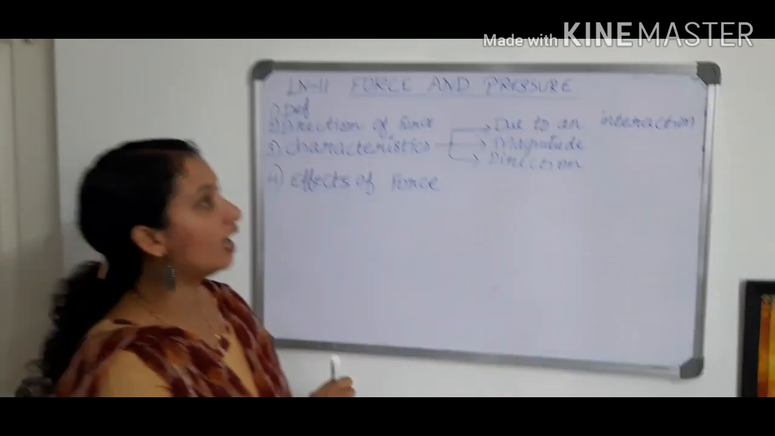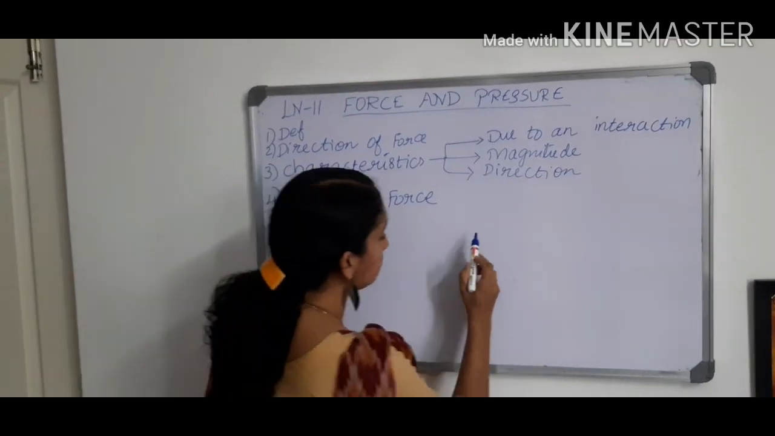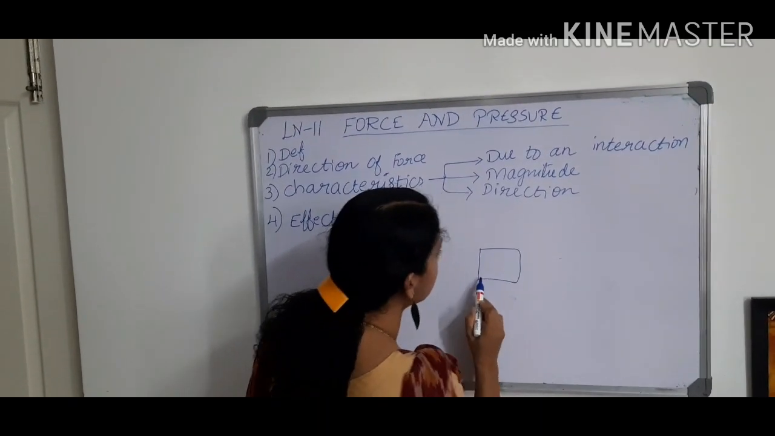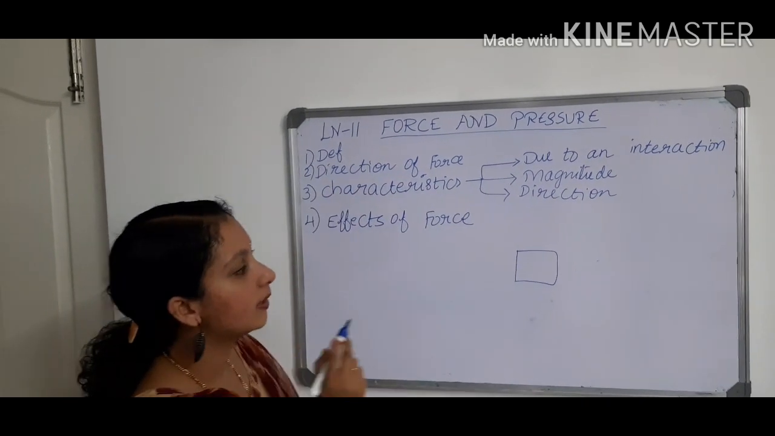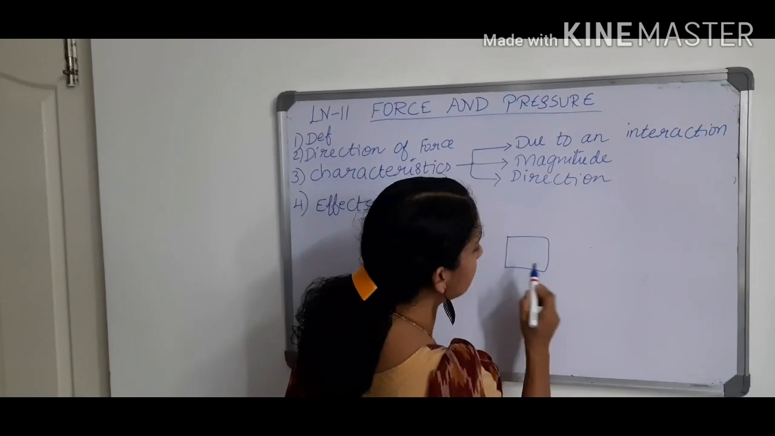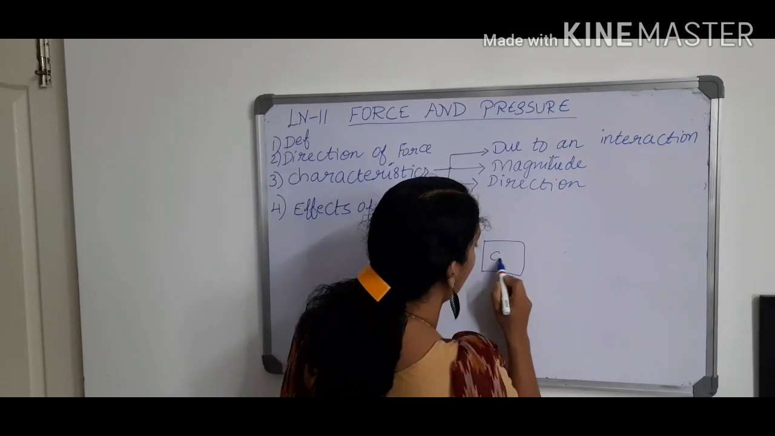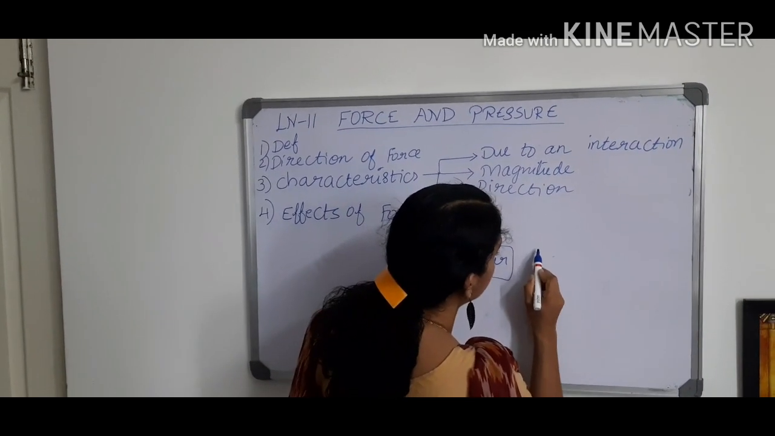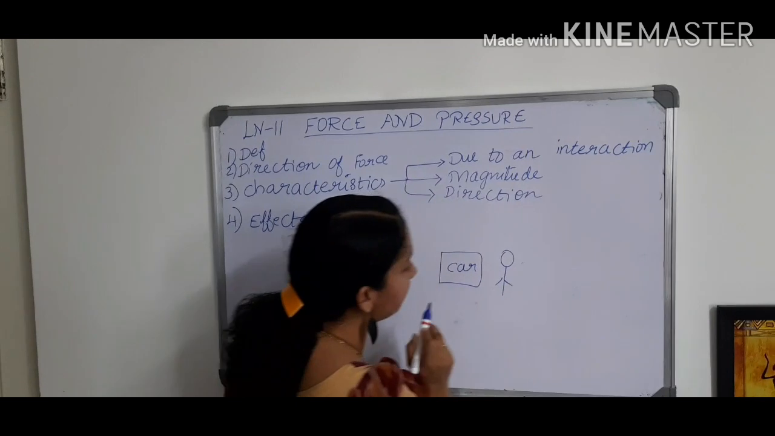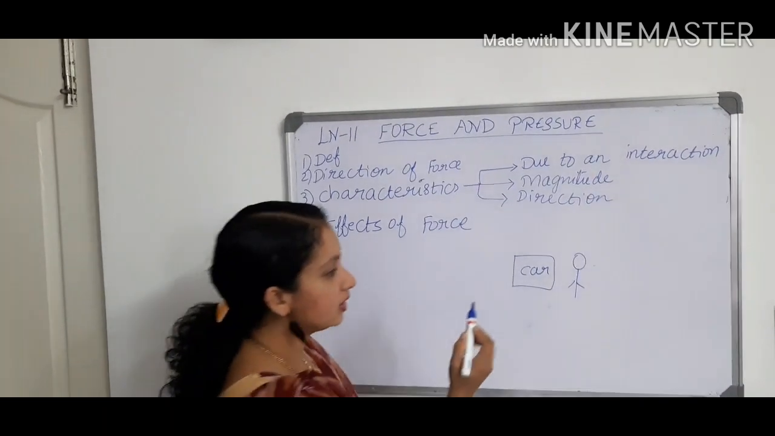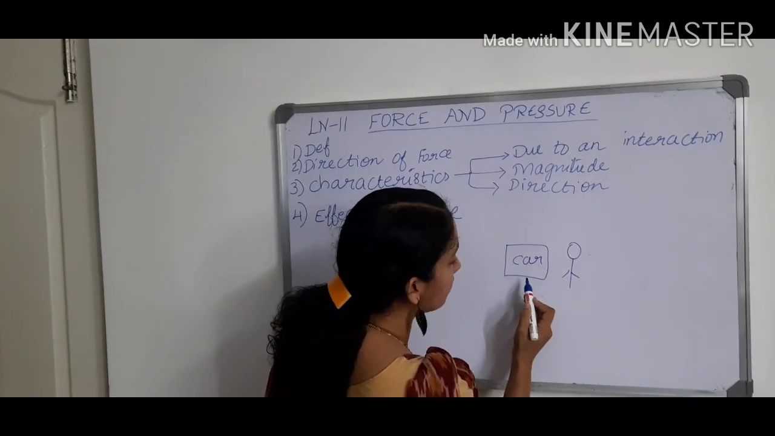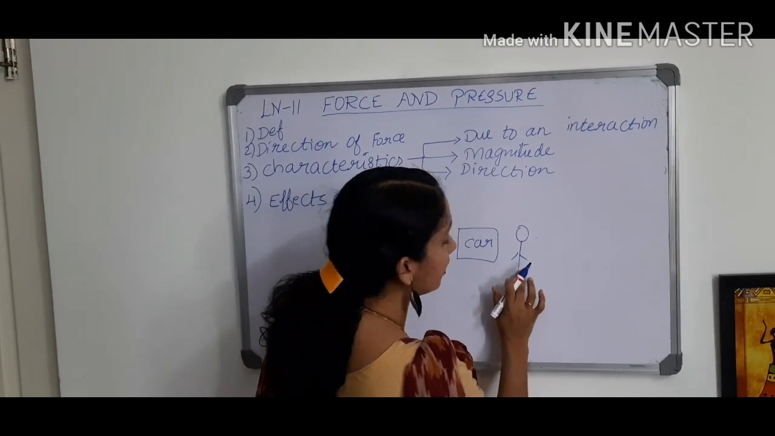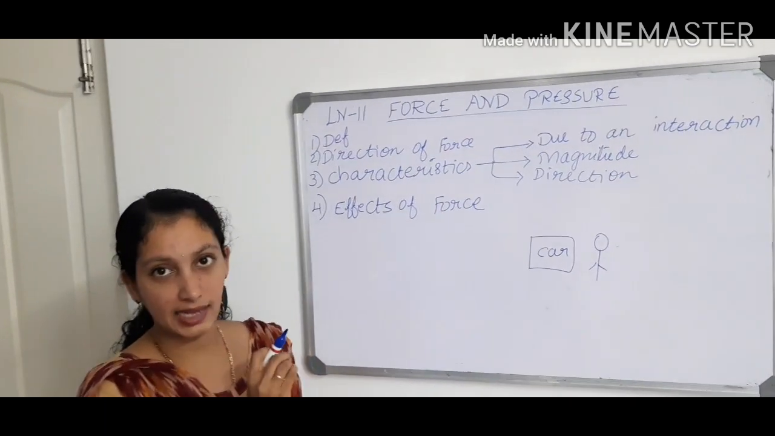I will show you how it is. You have an object here. Just imagine this is a car and the second object is a person. So here we have two: the first one is a car and the second one is a person. A man is standing there.